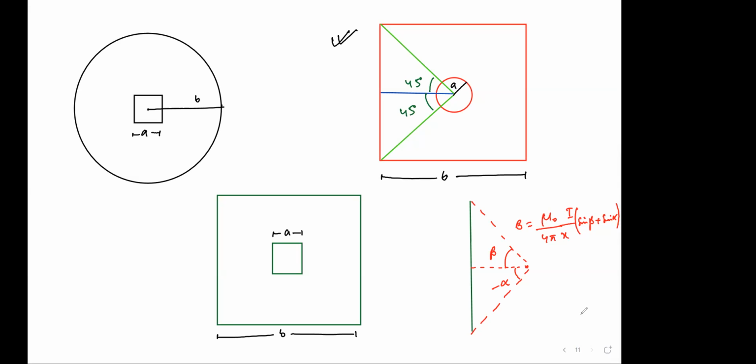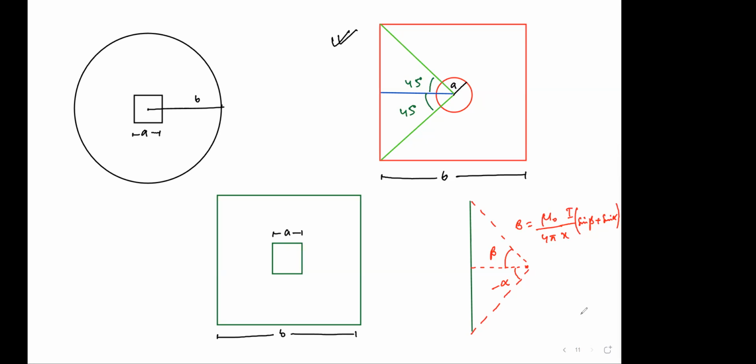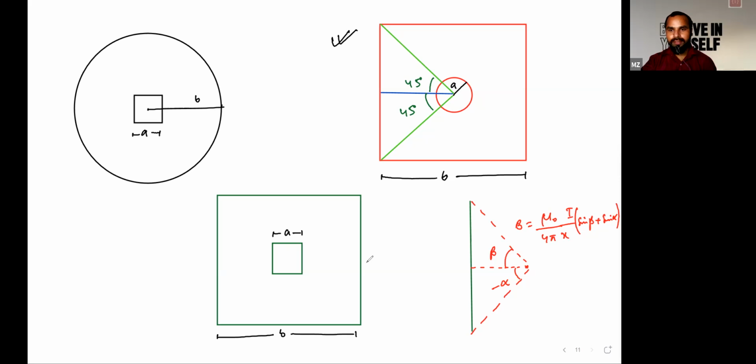So sine 45 is 1 by root 2, into, so here it will be 2 by root 2, and then the value will be root 2. Root 2, yes, okay.